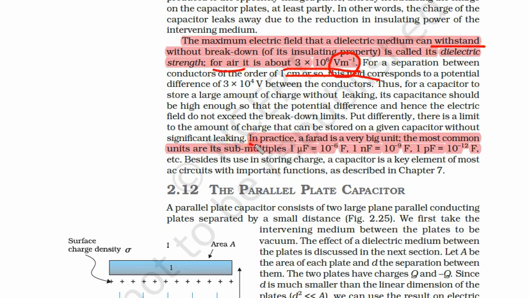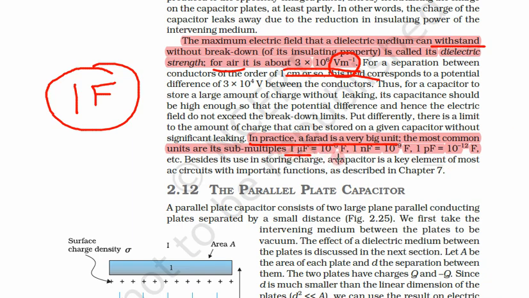Last note, in practice 1 farad is a very big unit. So what is the common unit used? Common unit used is microfarad, or 10 to power minus 6 farad. Again you know, micro is 10 to power minus 6, nano is 10 to power minus 9, or picofarad, which is 10 to power minus 12 farad. Because 1 farad is very big, we use microfarad. The common fan capacitor is generally 2.5 microfarad.